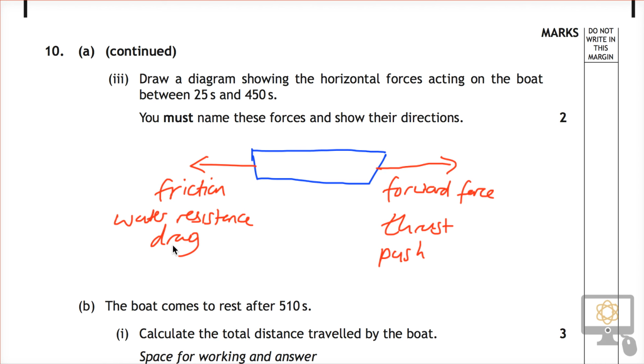So to reiterate, the two forces must be in opposite directions. The arrows should be approximately the same size, and one should be called forward force or any of the other options, and the one in reverse should be friction or something relating to water resistance.